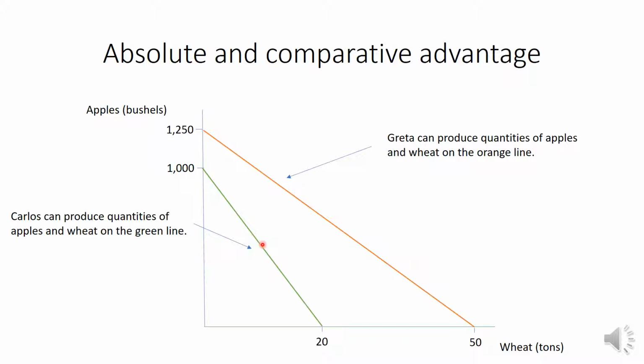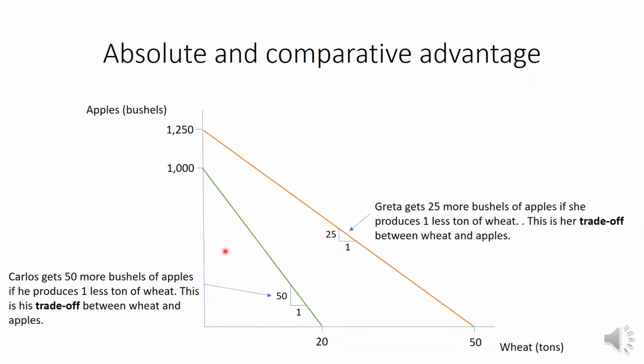So there are a couple of things to notice about that. The first thing you'll notice is that Greta is more productive in absolute terms than Carlos. She always produces more of either apples or wheat in absolute terms than he does. The second thing to note, and the thing that's most important, is that the slopes of these two lines are different. So Carlos's line is more steeply sloped than Greta's. So what does this mean?